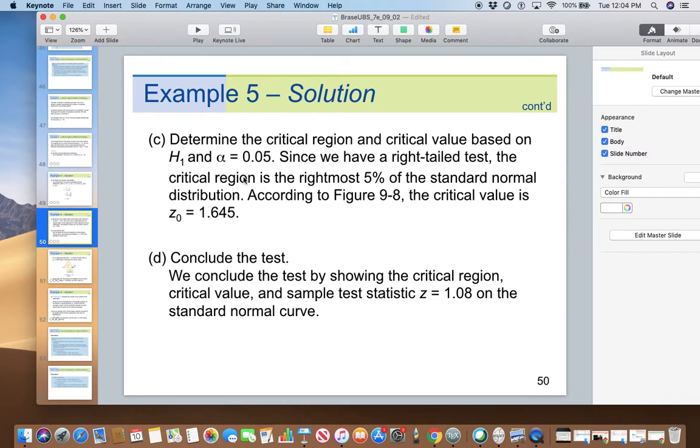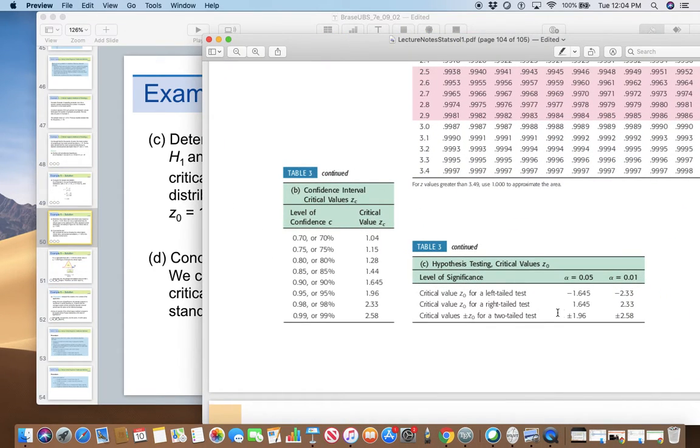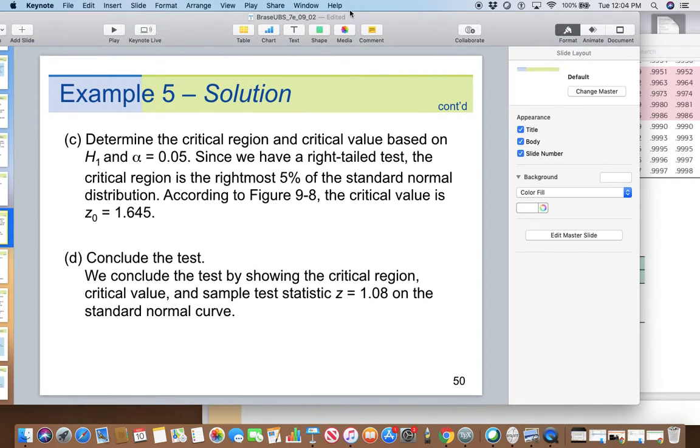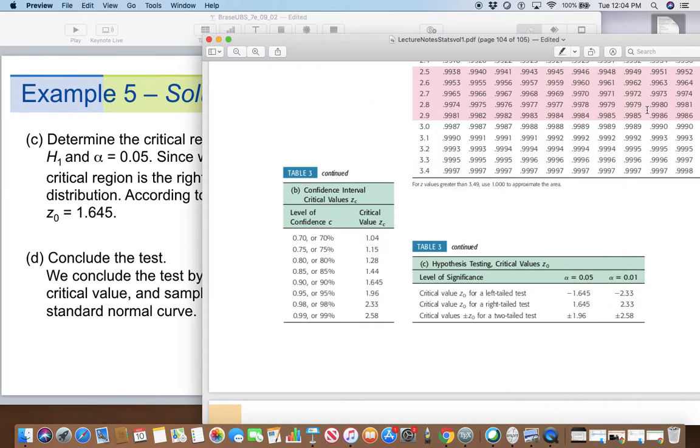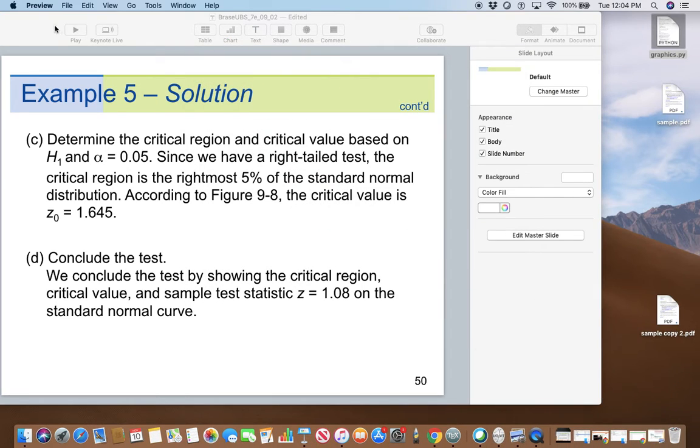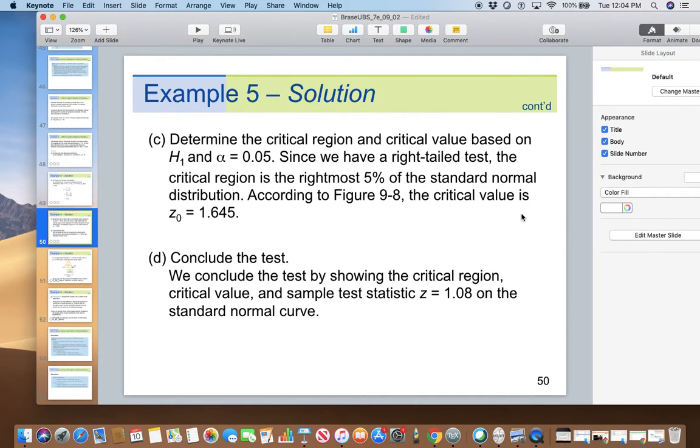The critical value for alpha 0.05 is 1.645. Let's look it up. Now this is the right-tailed test, so you're on the right-hand side. So it is 0.05, and for the right-tail test it is positive 1.645. The critical value is 1.645. So we want to conclude the test.